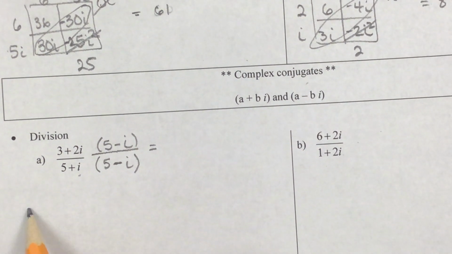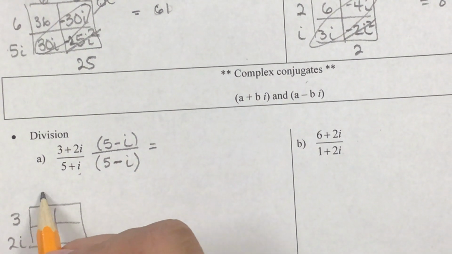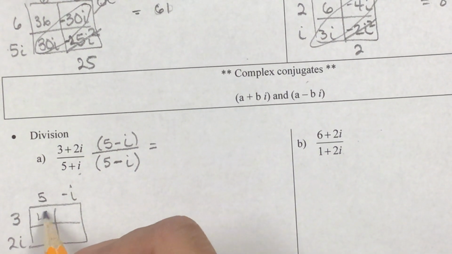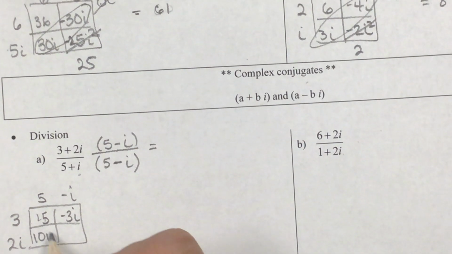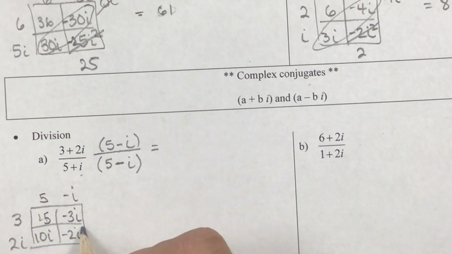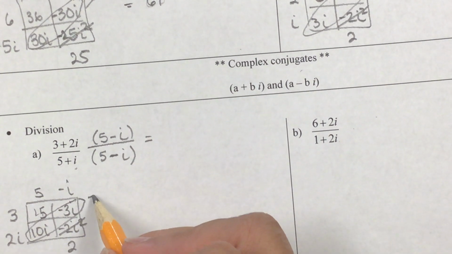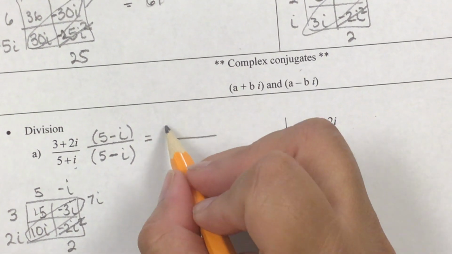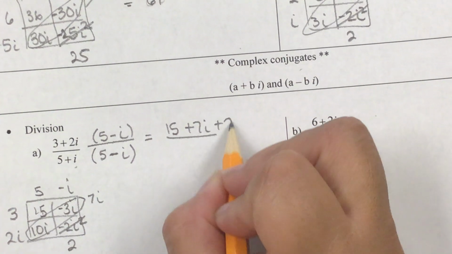And remember, I do the box method. So the numerator would be 3, 2i, and 5, negative i. 15, negative 3i, 10i, negative 2i squared, which just becomes positive 2. When you add these two together, it gives you 7i. That means that your numerator is 15 plus 7i plus 2.